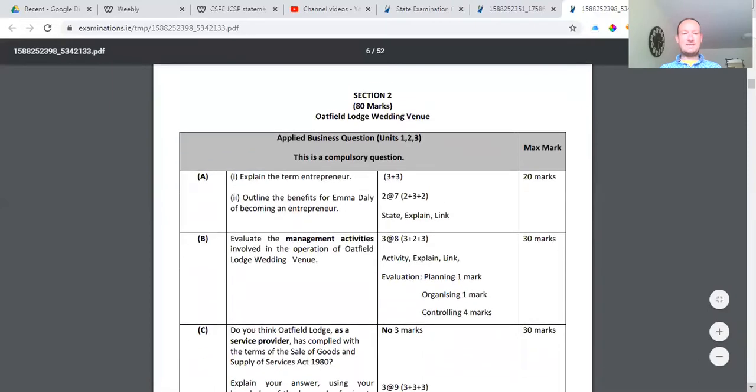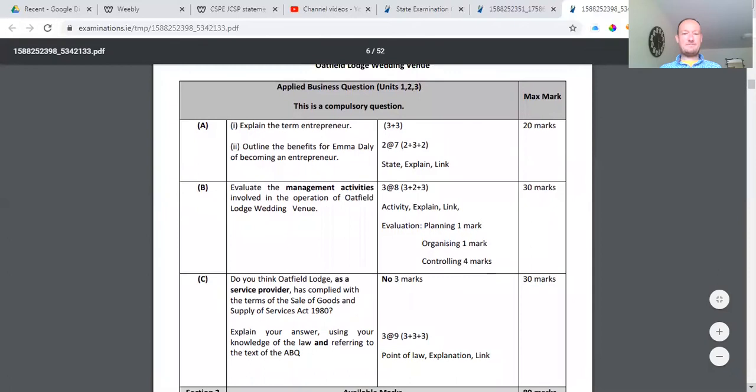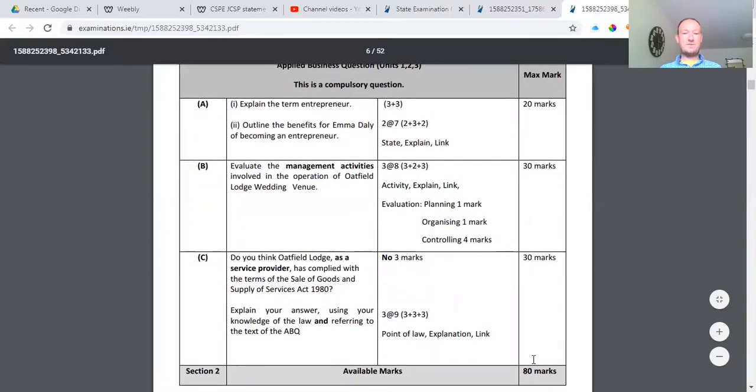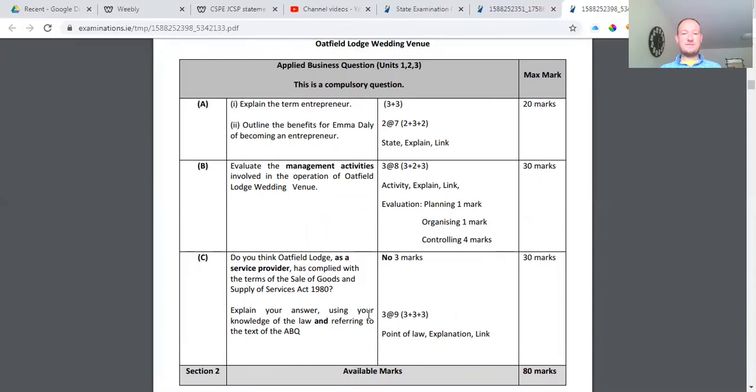Okay, the last part is part C, and it asks students, do you think Oakfield Lodge as a service provider has gone along with the terms of the Sale of Goods and Supply of Services Act 1980? Now, I told you this is a really important act to learn and to make sure you have enough states on it, and to be able to explain those states, and then you can have a few examples as well. So: explain your answer using the knowledge of the law and refer to the text of the ABQ.